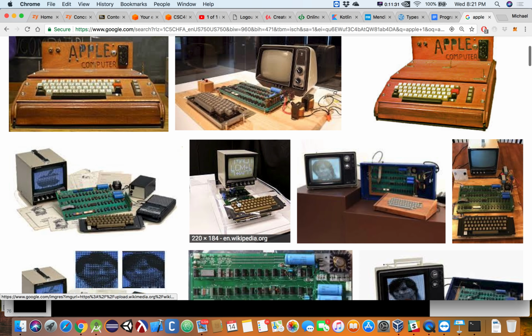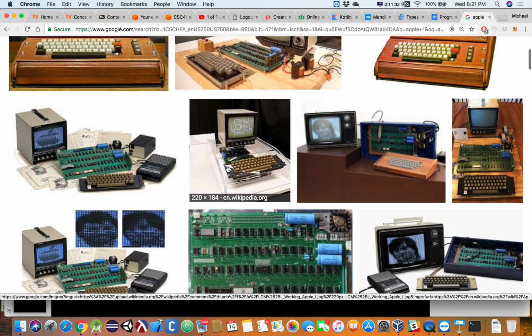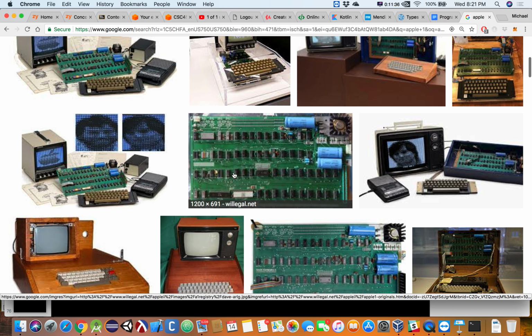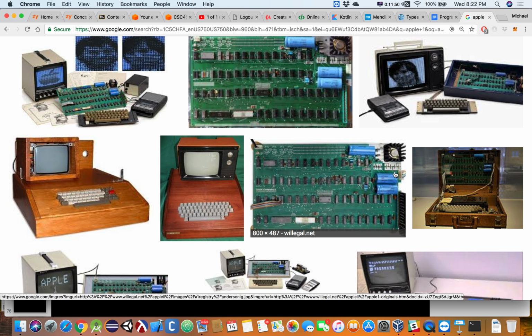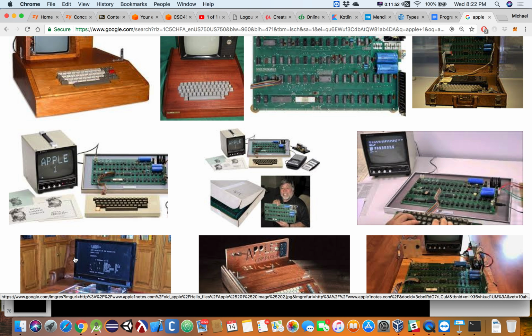And here's the original Apples. These are the kits that you could buy to make your own computer at home. And these sell for like thousands and thousands of dollars now on eBay. People have big auctions for them and stuff like that, because you were making your own homemade computer. So this was the original Apple kit that people would buy.